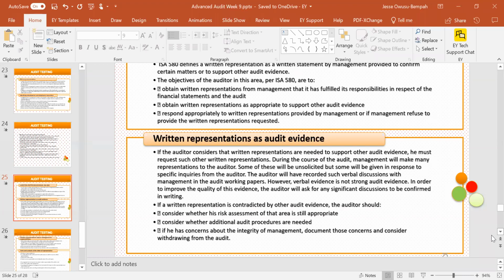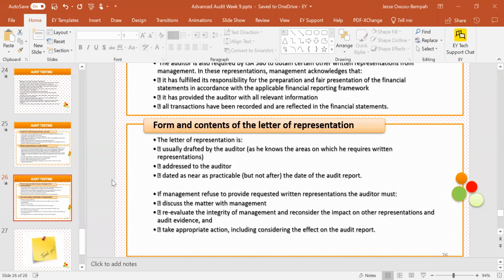So during the course of the audit, management will make many representations to the auditor. So you can call it management representations, written representations. The reason why it is written is because sometimes with verbal discussions, you want things to be on paper. Verbal evidence is not strong audit evidence. So the auditor will go a step further to say, give me confirmation in writing. The auditor can use that as evidence to say, you said this, I asked you this and you said this, and then it becomes solid. If it's verbal, the management can say, no, we never said that. So written representations are very, very important.